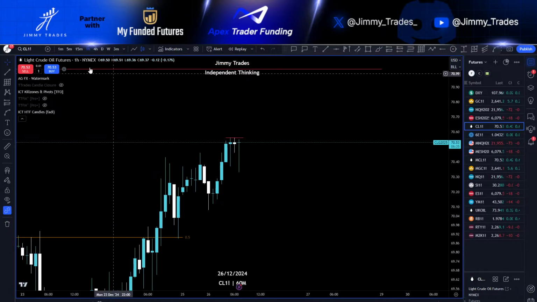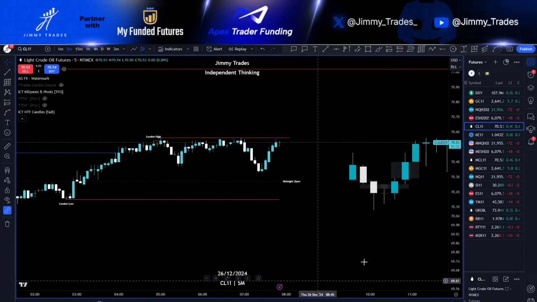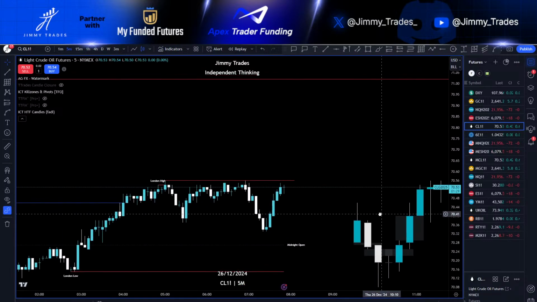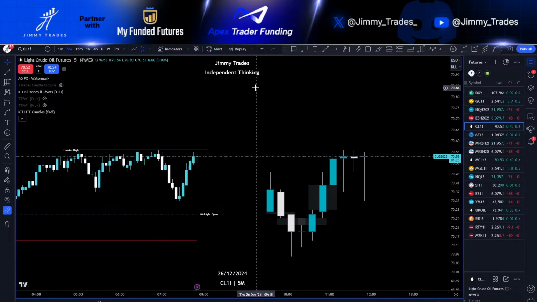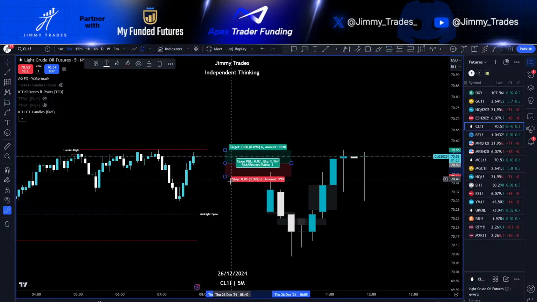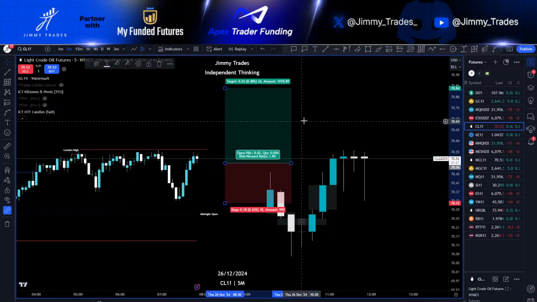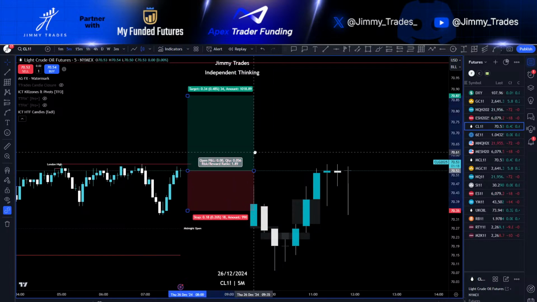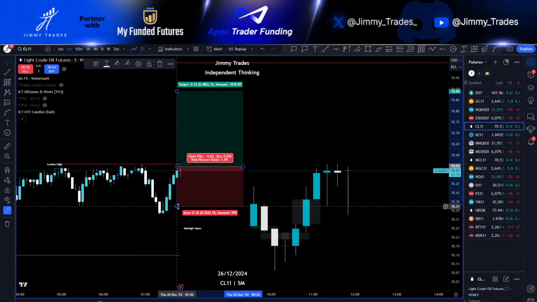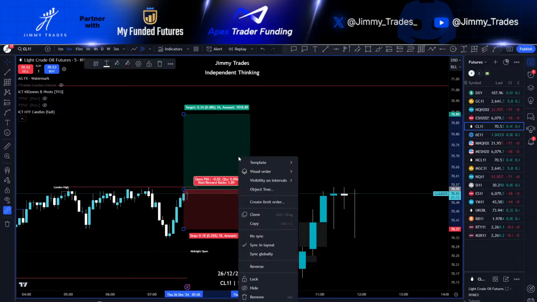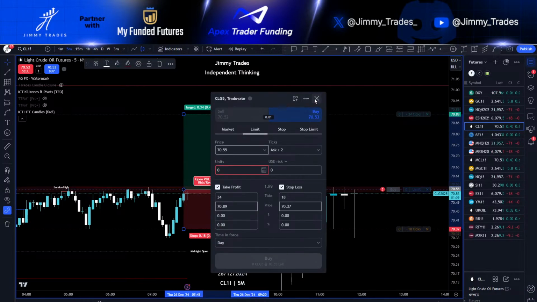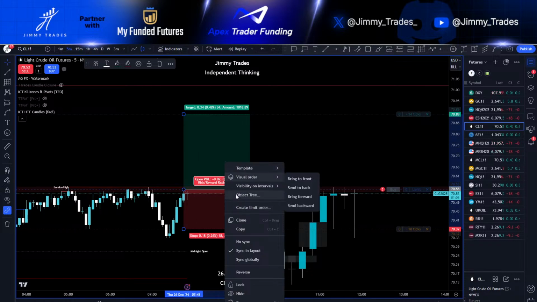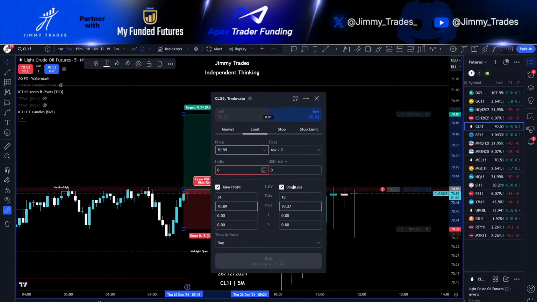G'day Adam, how you doing? Look, the easiest way really to work out your position size, the way I'll recommend doing it is I just use the position tool. If we were going to take a trade here, for example, create limit order. So you right click on the position tool, create limit order, and then you can just use this box for your calculation.